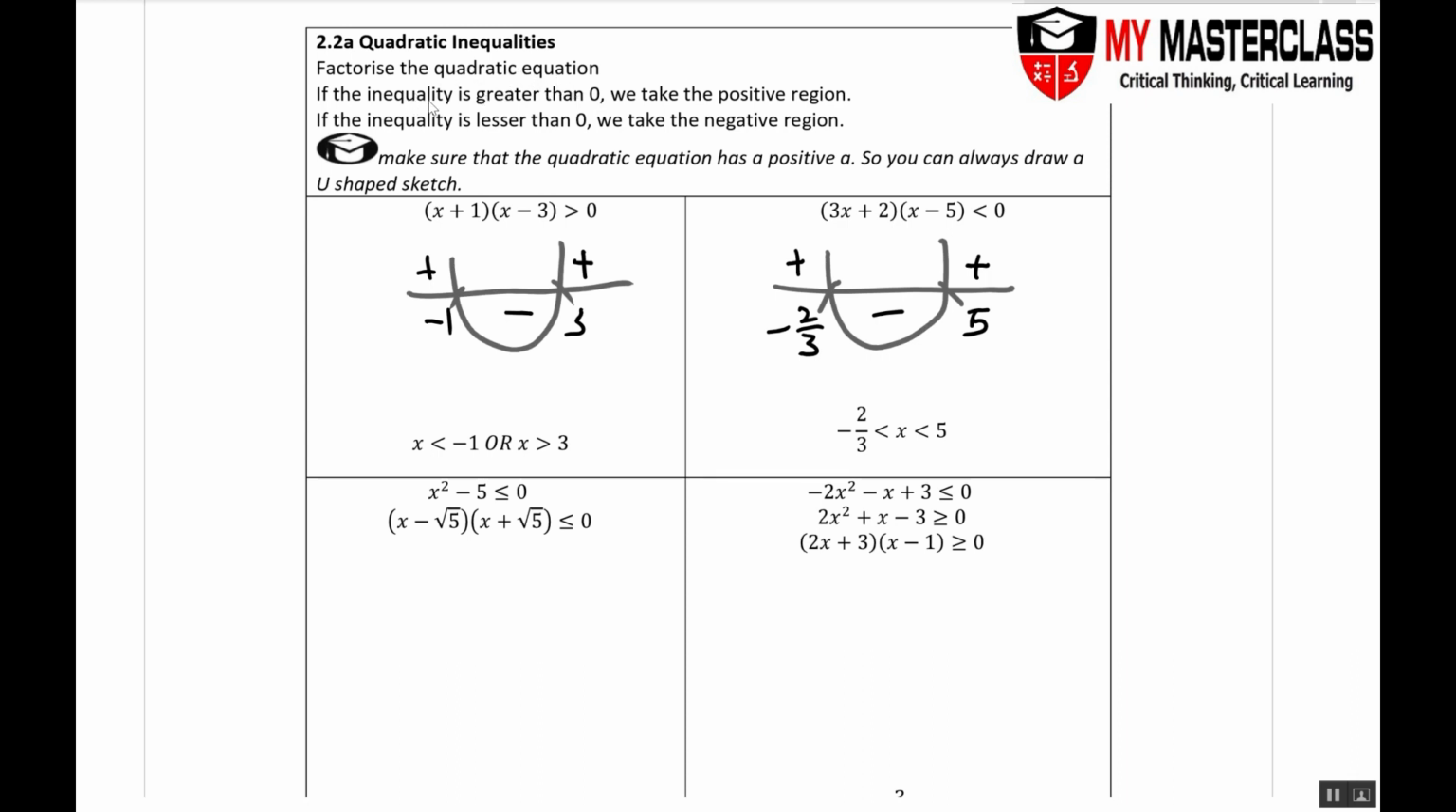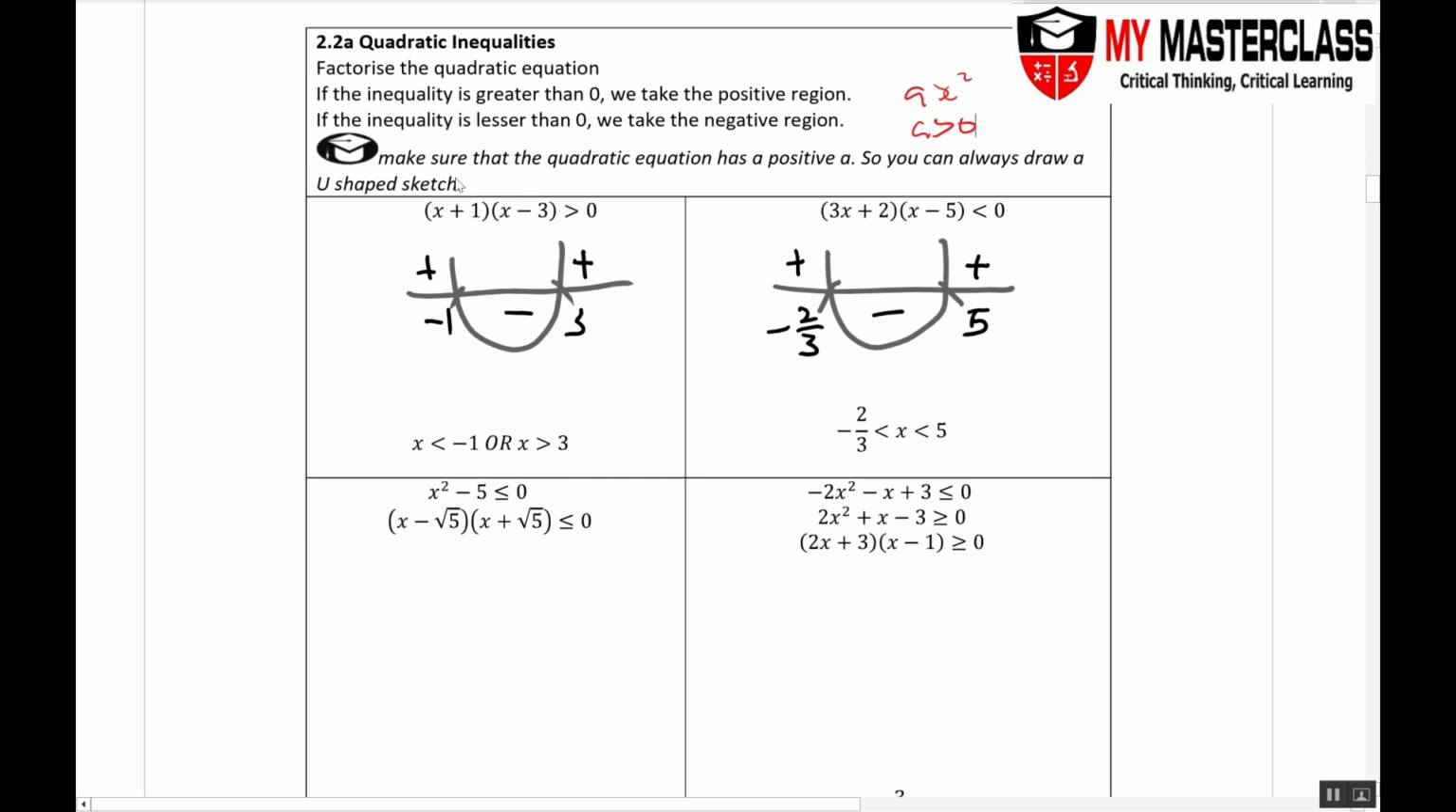If the inequality is greater than 0, we take the positive region. If the inequality is less than 0, we take the negative region. Before you perform this step, we always make sure the quadratic has a positive a, which means the coefficient of x squared is more than 0, so that I can always draw a smiley shape or a U-shaped curve. Let's take a look at the examples below.